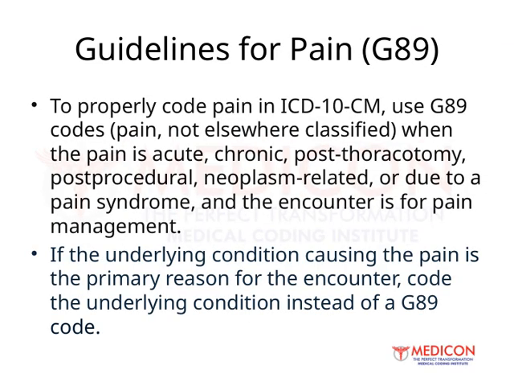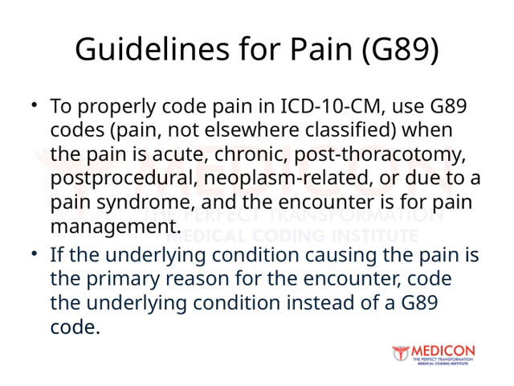When coding for pain using the ICD-10-CM, it's important to remember to use the G89 codes, which are designated for pain that is not classified elsewhere. These codes should be applied when the patient is experiencing pain that is acute, chronic, post-thoracotomy, post-procedural, related to a neoplasm, or associated with a pain syndrome. Essentially, if the encounter is specifically for pain management, G89 codes are the appropriate choice.